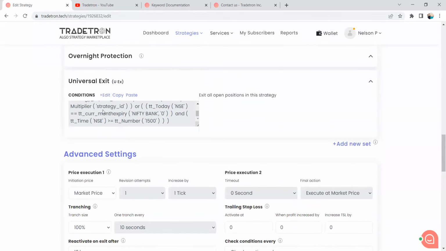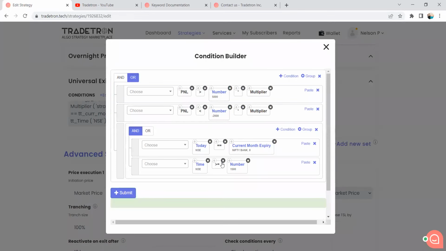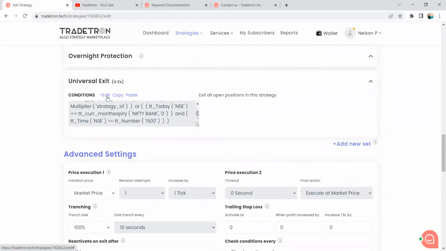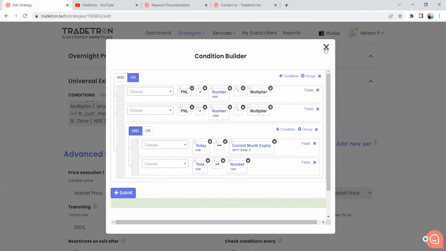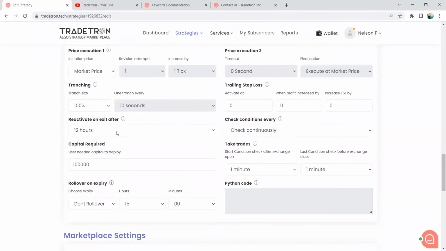So over here, if you have exited the strategy, if it's an intraday strategy, and if it's exited at say 3 p.m., then if you select say 12 hours over here, right? So today is suppose Friday, and today at 3 p.m. this strategy has exited. And if I've selected 12 hours, then 12 hours from 3 p.m. is basically 3 a.m. in the night, right? So it will automatically reactivate the strategy, but it will not take the trade because the market is not open.